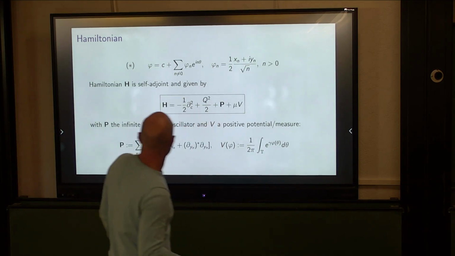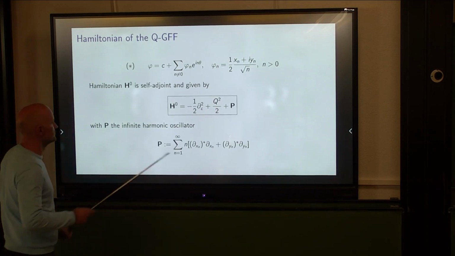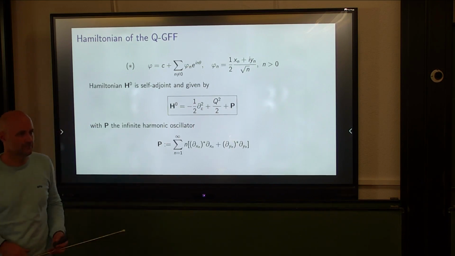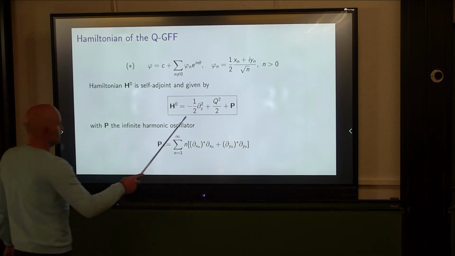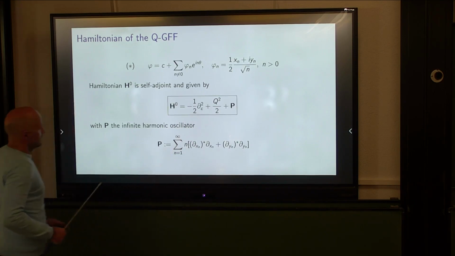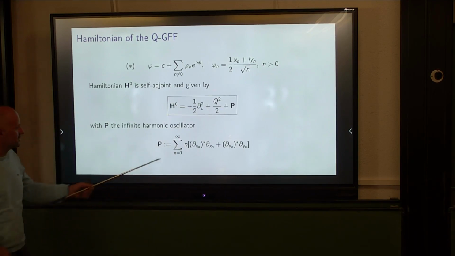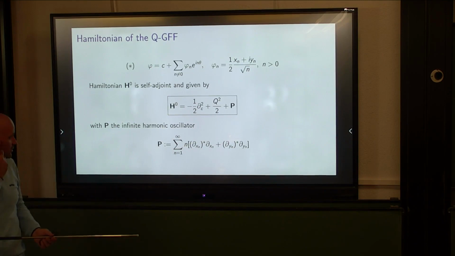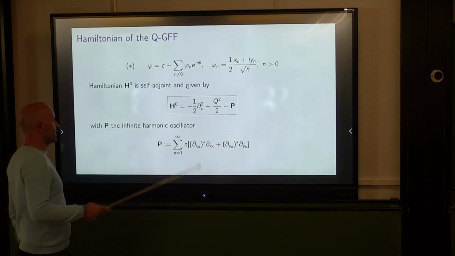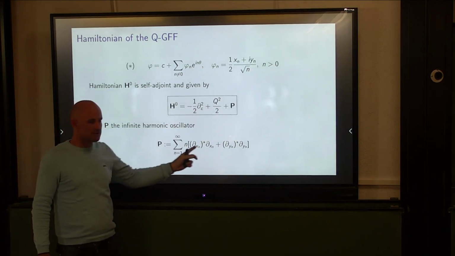Okay, so let's look at the free field case. It's called the QGFF, so it's the same operator, except that I remove the potential. If you look at this operator, it's way easier now because it's just a sum of linearly independent operators. So you can just diagonalize this operator by making the product of eigenfunctions of each of these operators.